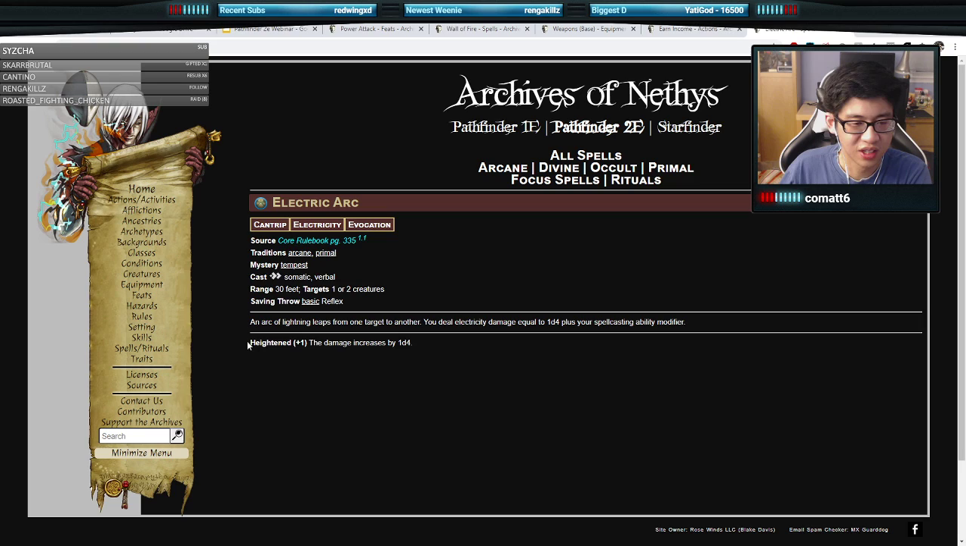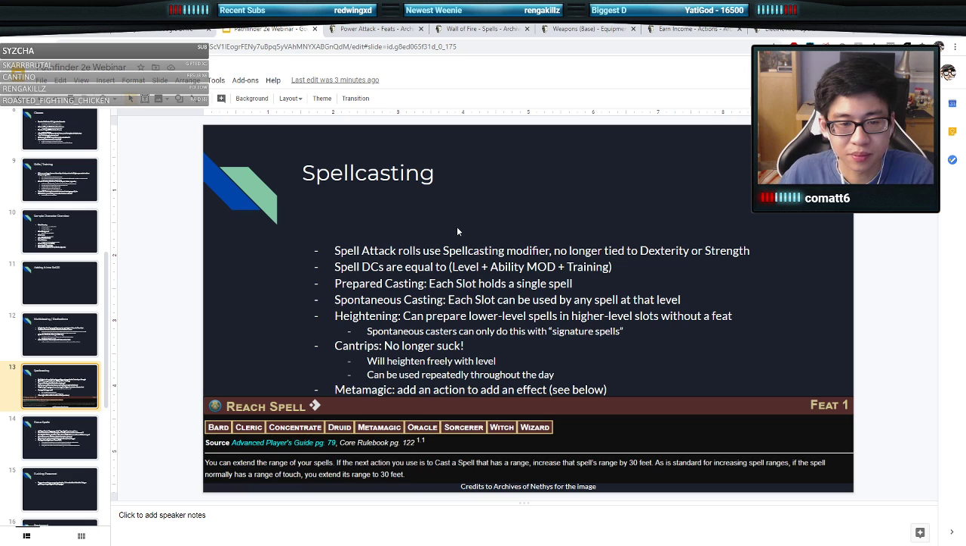Same for basic reflex. And what I'm trying to get at here is it does 1d4 damage plus your ability score modifier on a failed save. And once you hit 2nd level spells, its damage increases to 2d4, and so on. So if you have access to 3rd level spells, it does 3d4 plus spellcasting modifier. 4th level spells, 4d4, and so on.